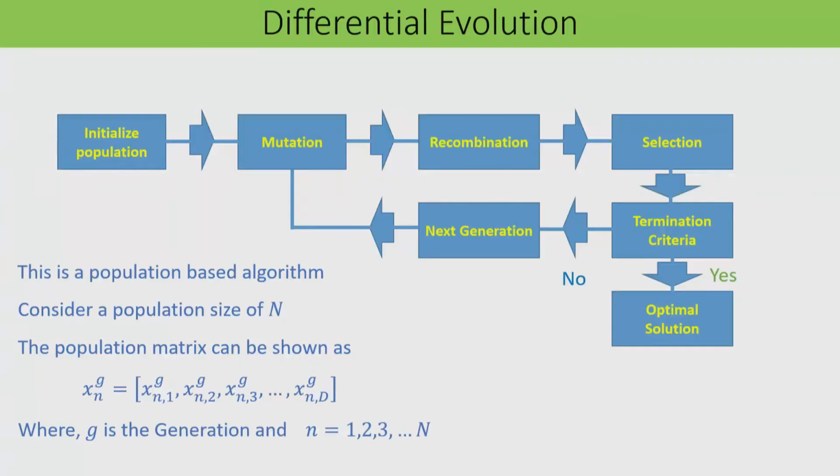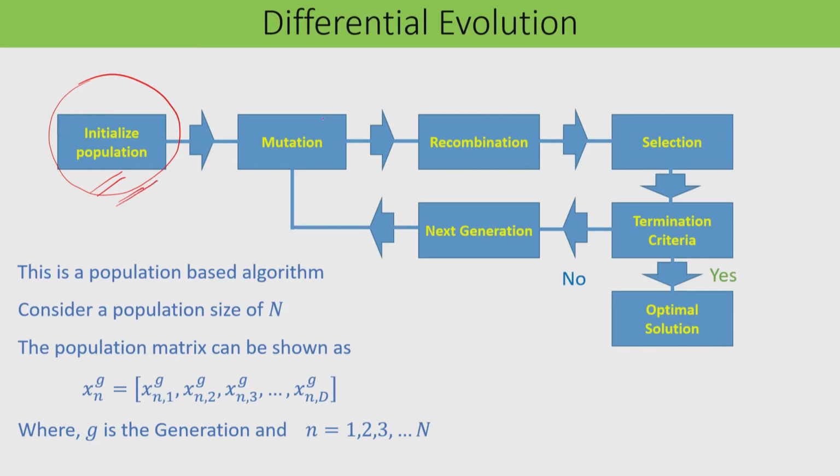Here, just like genetic algorithm, we have to initialize the population. In this step we will initialize the population. Before that we have to define the population size, that means the number of solutions in the population, and the upper bound and lower bound of each variable we have to define. So, in this stage we have to initialize the population.